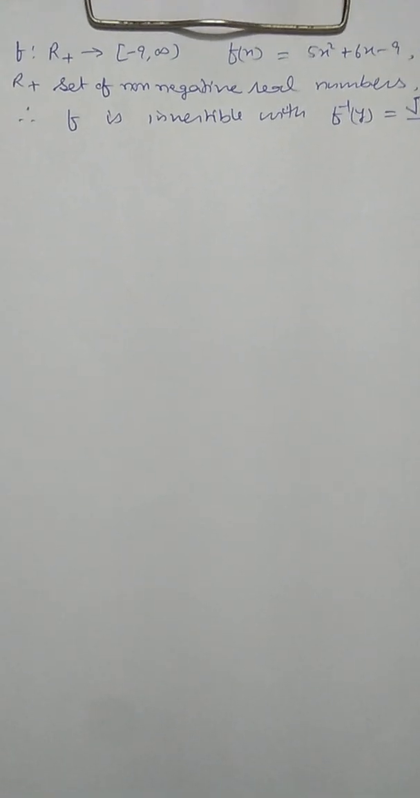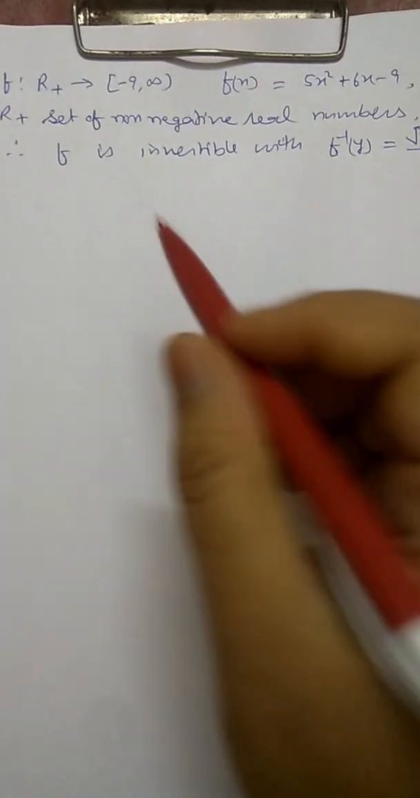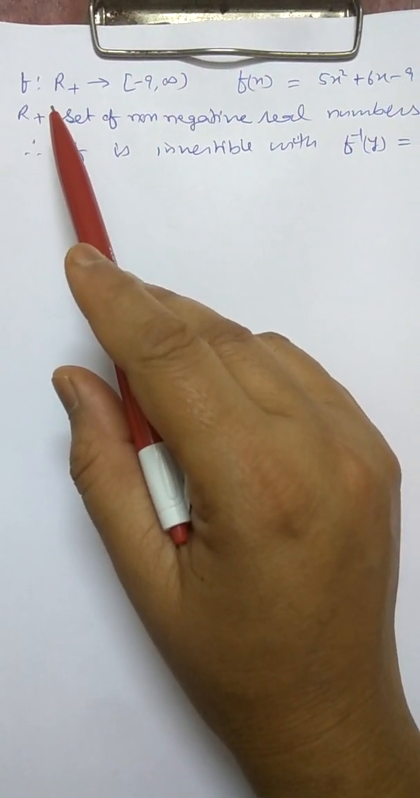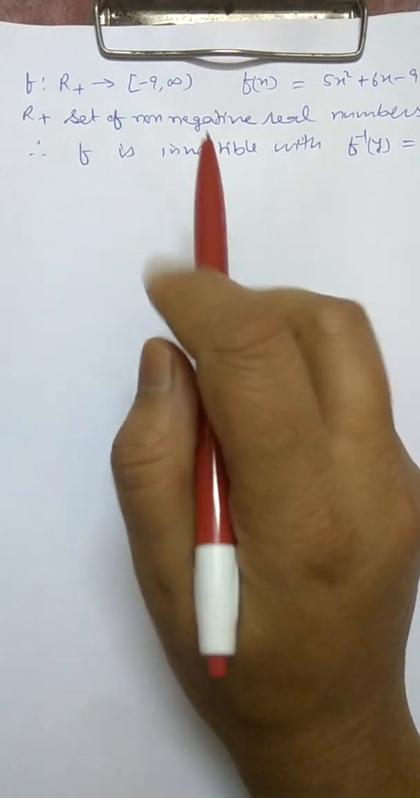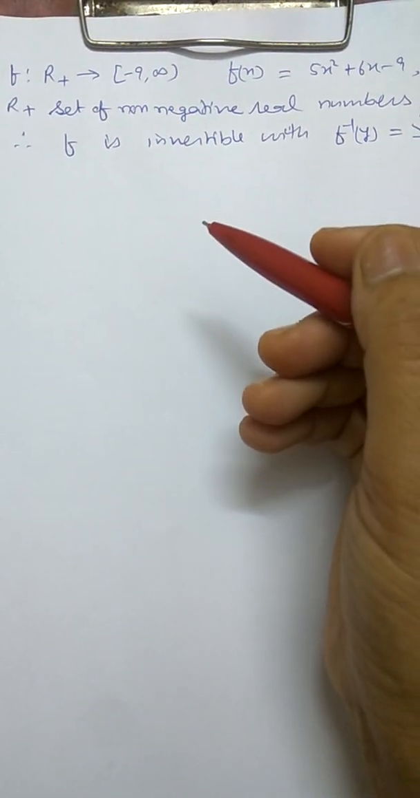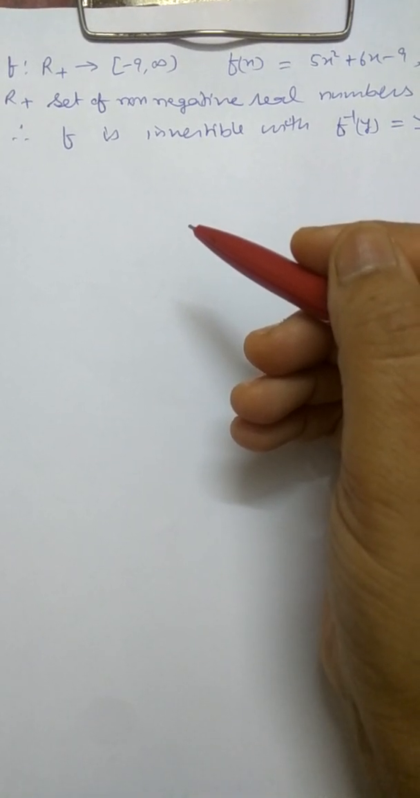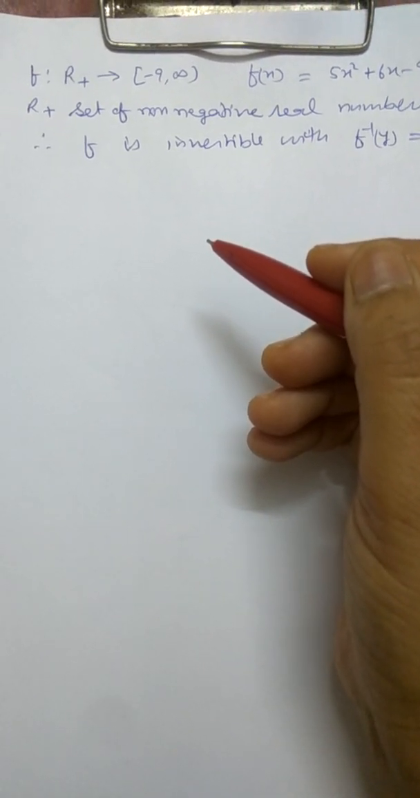Dear students, good morning. Today we have to do an example of an invertible function: show that this function is invertible and find the inverse of the function. We have to do it with two different methods.